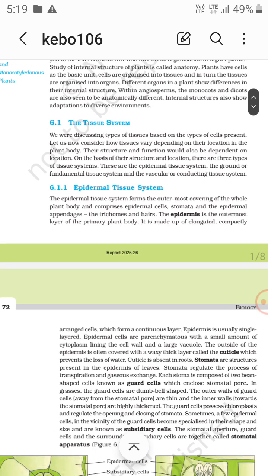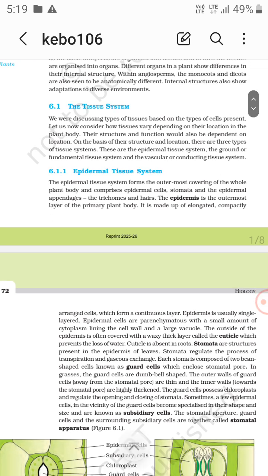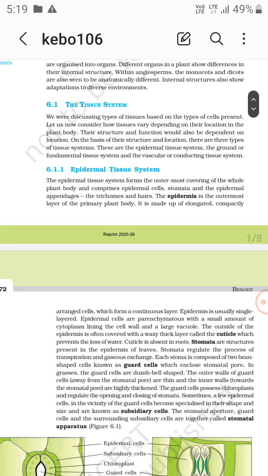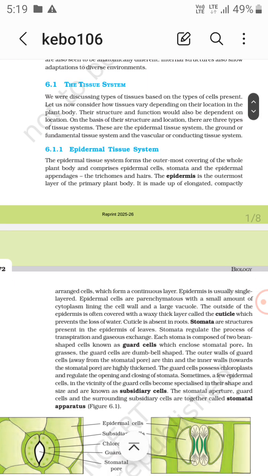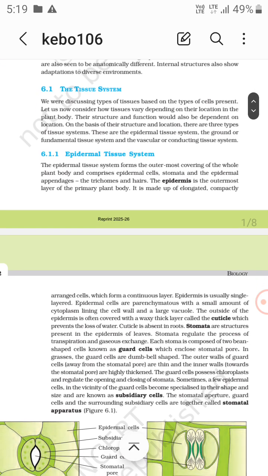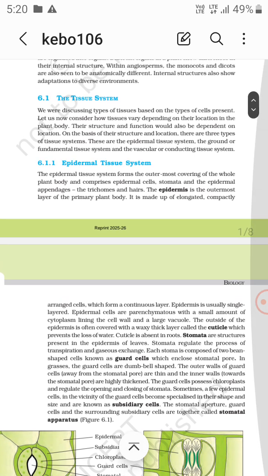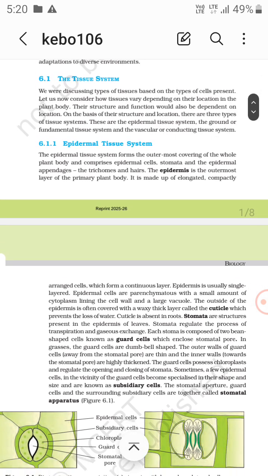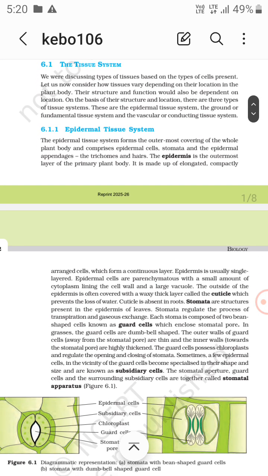So the tissue system: types of tissues based on the types of cells present. Tissues vary greatly in their locations in the plant body. Their structure and function also depend on location. So on the basis of their structure and location, there are three types of tissue systems: epidermal tissue system, ground or fundamental tissue system, and conducting or vascular tissue system.